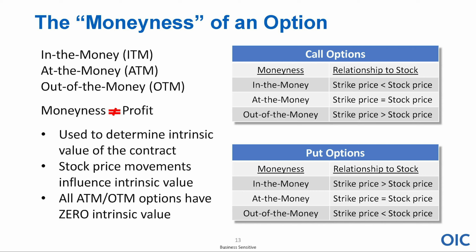Moneyness, when we talk about this, it doesn't mean profit. Okay, if I own the 75 strike price call and it's $4 in the money, that doesn't mean that I have $4 of profit, right? It depends on when I bought it and where I bought that particular option. What we're doing is we're using this to determine what intrinsically this particular option is worth.